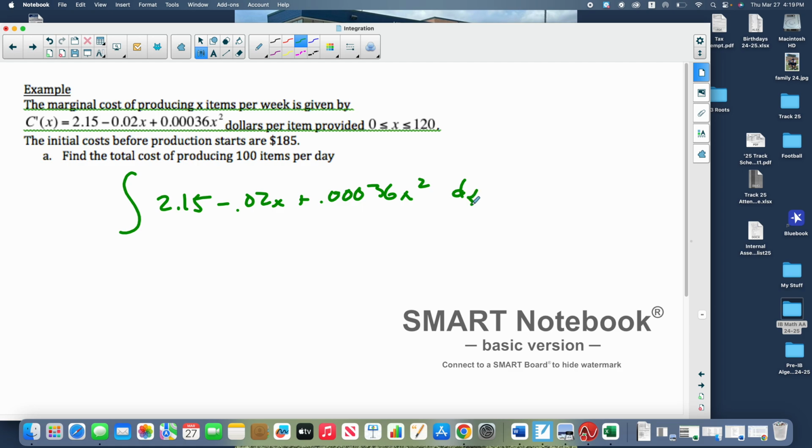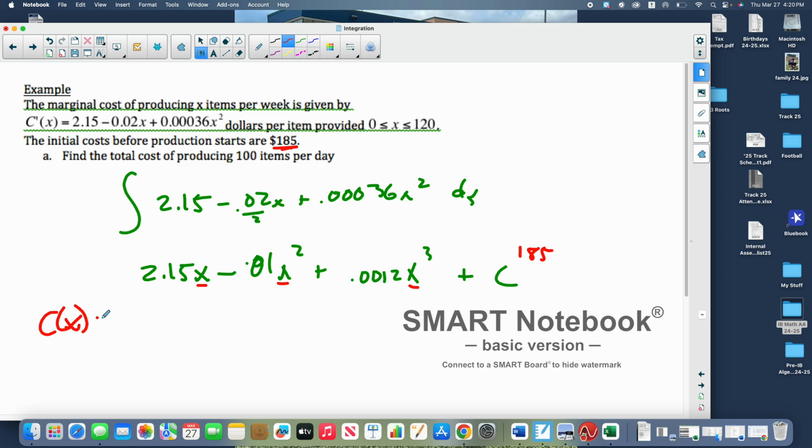And so if I were to do that, I would get 2.15x minus, it's going to be x squared, so that means I'm going to have to divide that by 2, so 0.01x squared, plus this is going to have to go to a cube, so 0.0012x cubed, and then plus C. Now, on this one, it says the initial cost before production sales start is $185. So if I were to plug a 0 there, 0 there, 0 there, I'd have $185 as my initial cost.